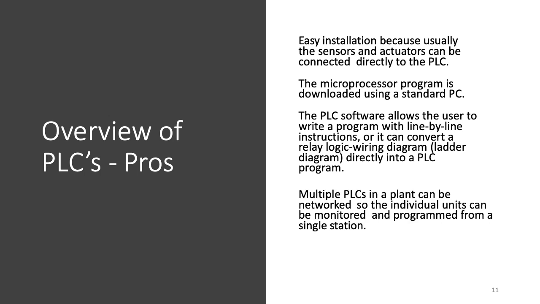Multiple PLCs in a plant can be networked, so the individual units can be monitored and programmed from a single station. This is a form of distributed computer control, DCC, discussed in Chapter 1.